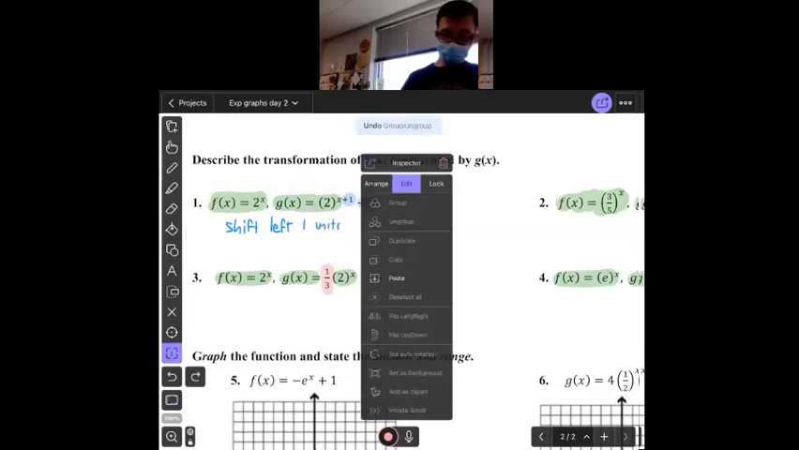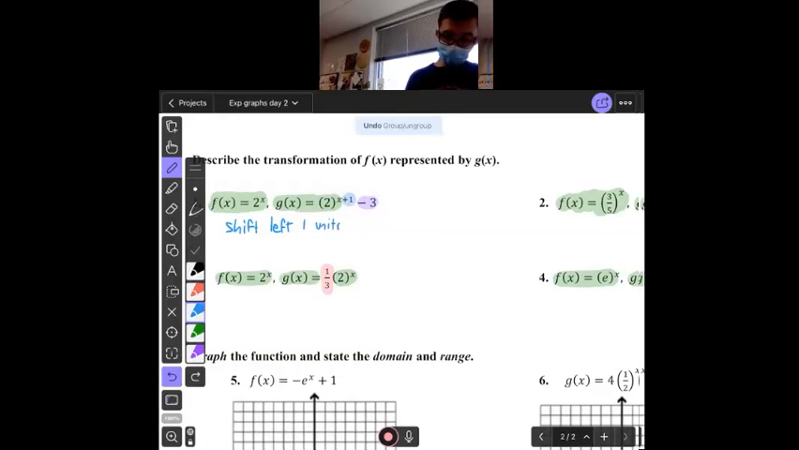I've seen some students being a little sloppy with their vocabulary here, and I kind of highlight that again. So when we talk about shifts, we use the word unit.